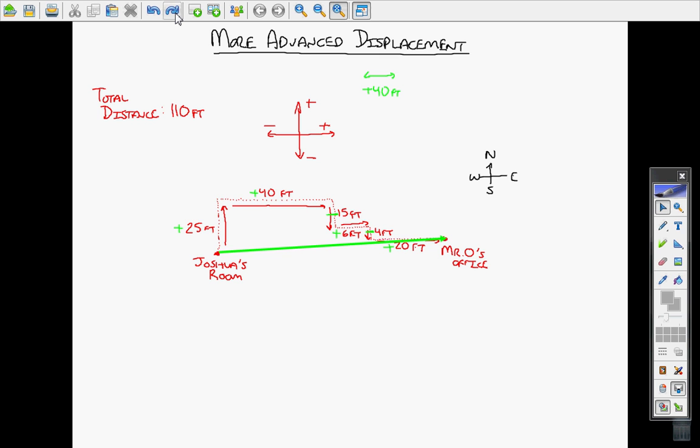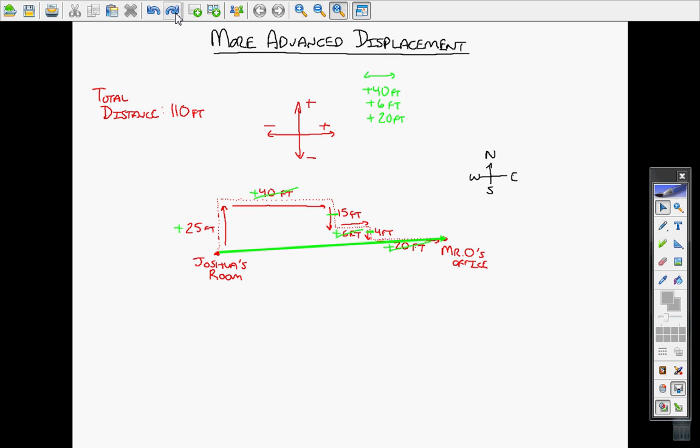Okay, and I'll cross that one off to show that I used it. Then we have a positive 6 feet. Cross that one off because I used it. Then we have a positive 20 feet. And we'll cross that one off.